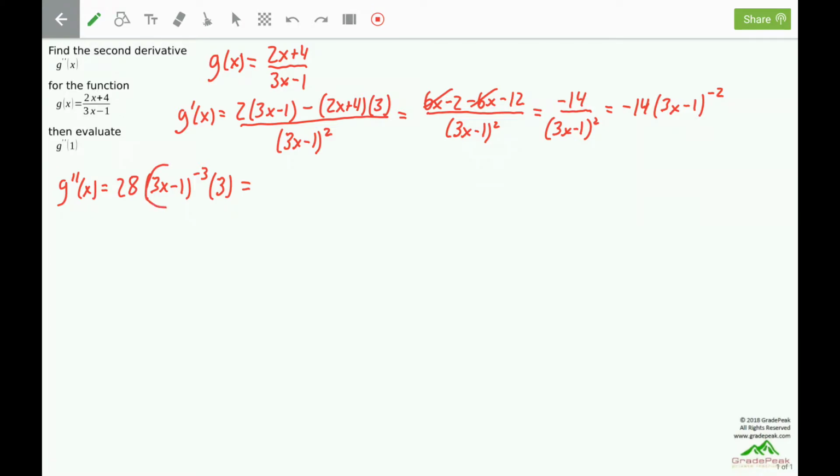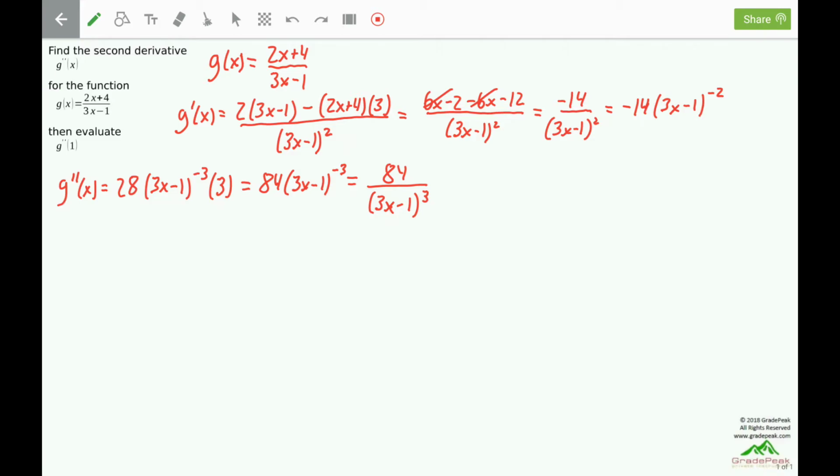Now this negative 3 power can move to the denominator, and we have a 28 times a 3, which is an 84. That will end up in the numerator, so let's move the 3x minus 1 to the denominator. It will now be to a positive 3 power. There's our second derivative, g double prime of x.